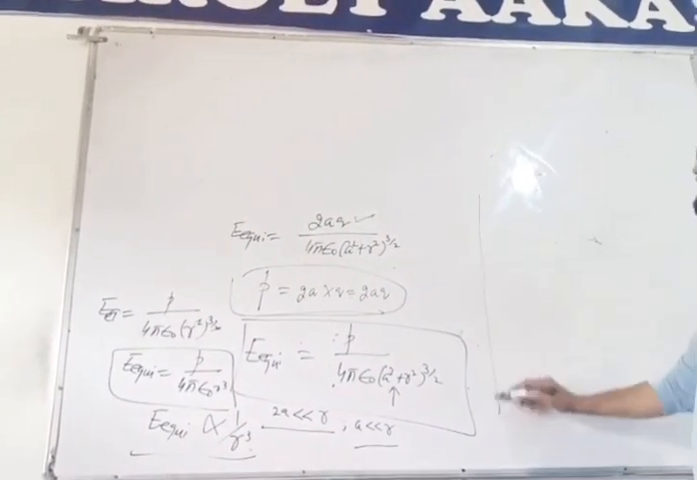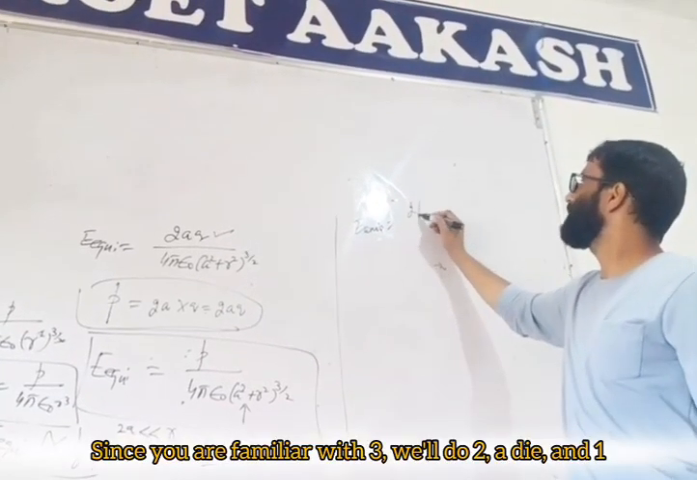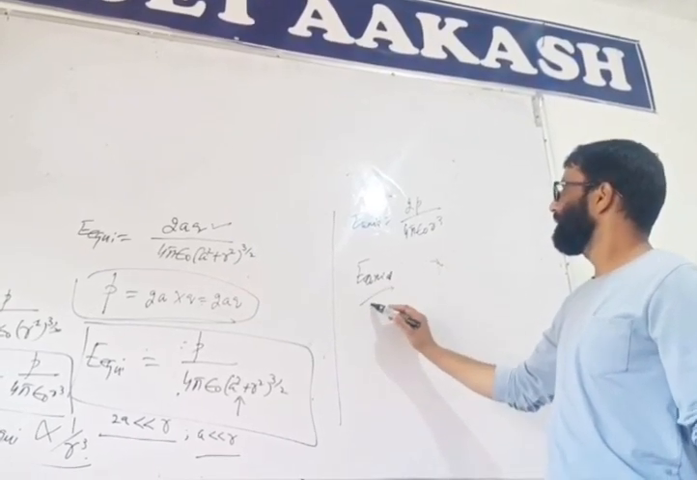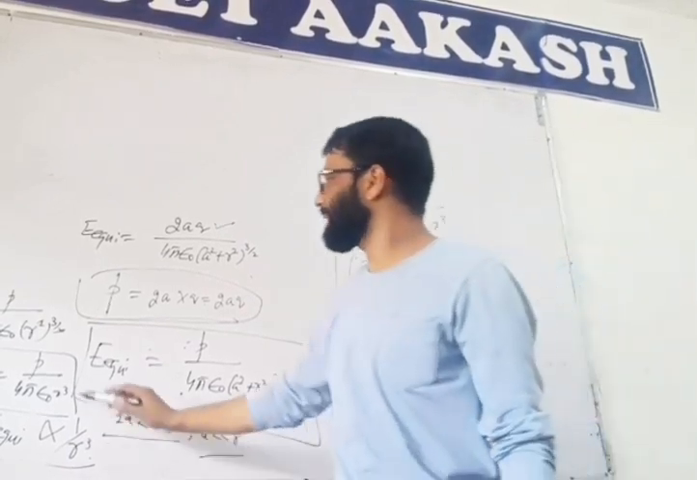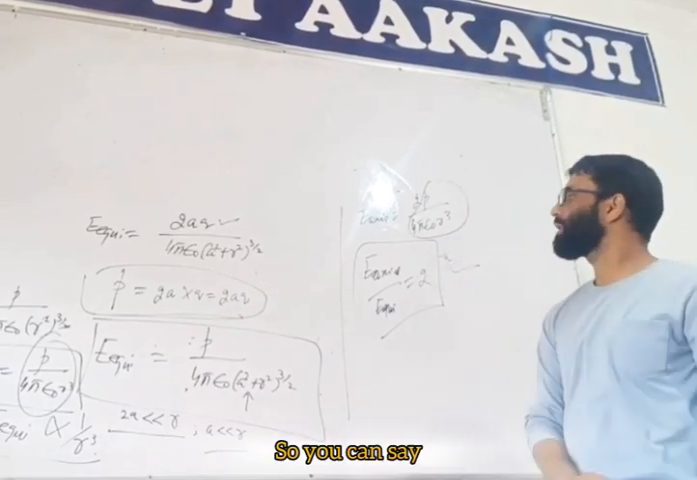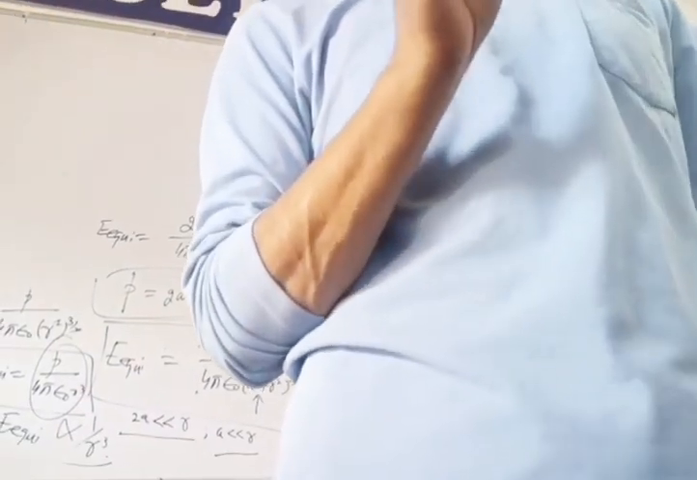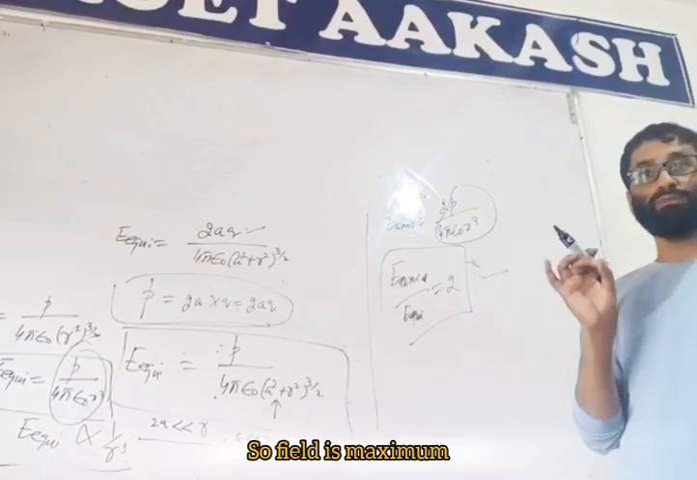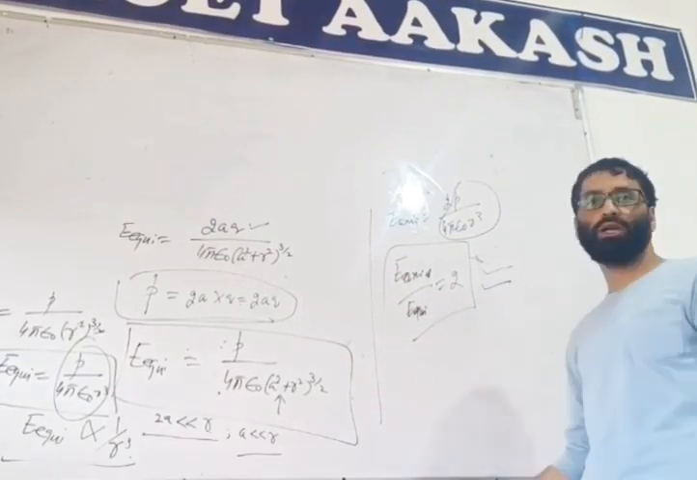Since you are familiar with the field due to a dipole on its axial line, what is it? That is twice p upon 4 pi epsilon naught r cube. Comparing axial upon equatorial, it is simply 2, because this factor will cancel out. So you can say the field due to a dipole on its axial line is twice the field due to the dipole on its equatorial line. So the field is maximum on its axial line when compared to the field on its equatorial line.